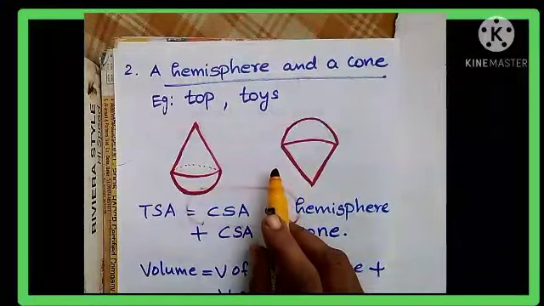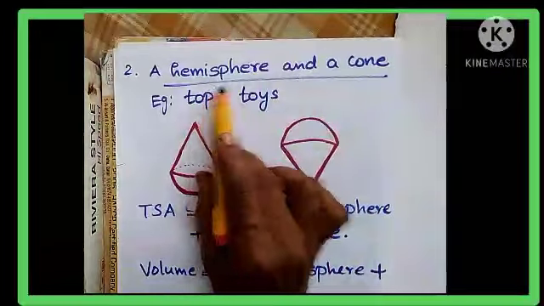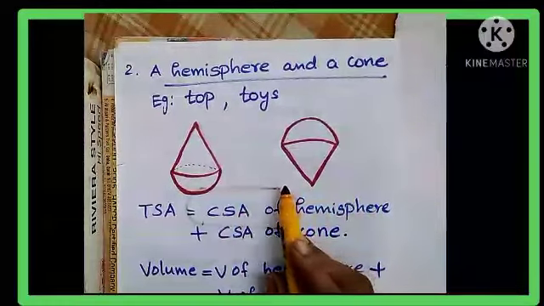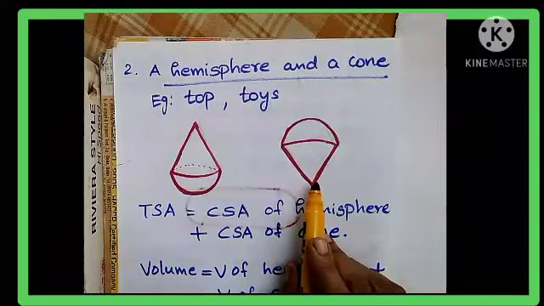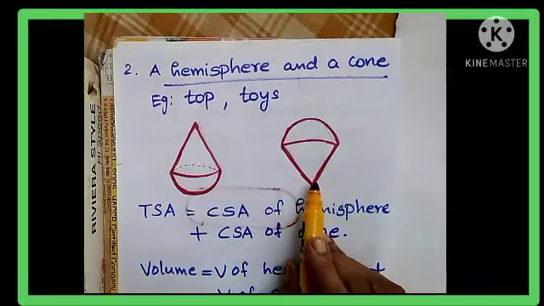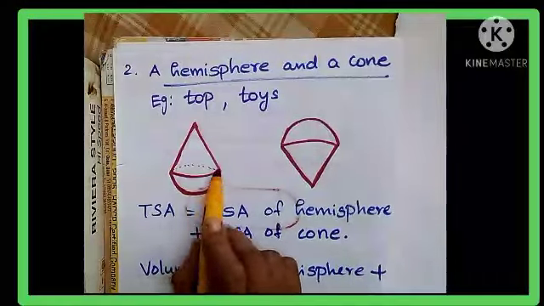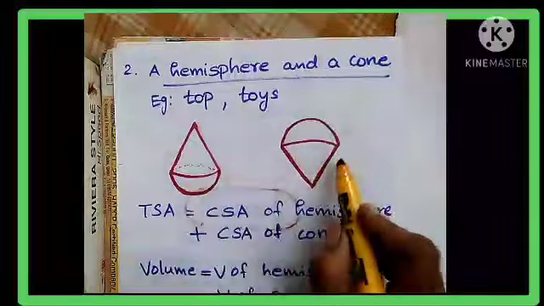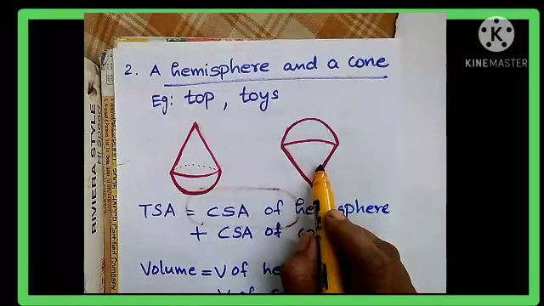Now the second one is a hemisphere and a cone. A hemisphere and a cone. So here you can see a top, or any other toys we can select. Have you seen a top? Whether you played with a top? Yes. Okay. Now here it is a toy shape. Here it is the hemisphere and a cone attached to that.